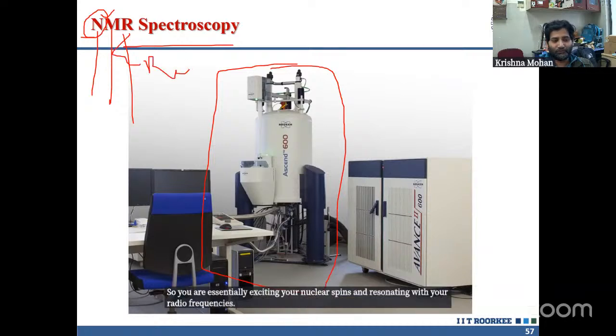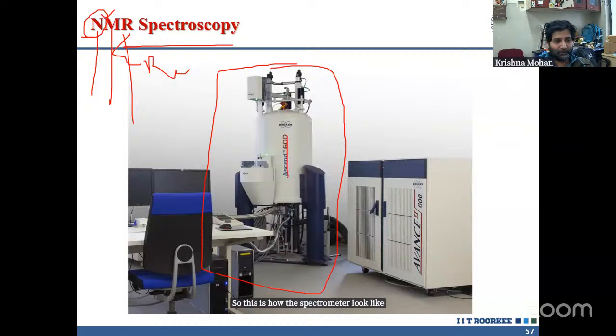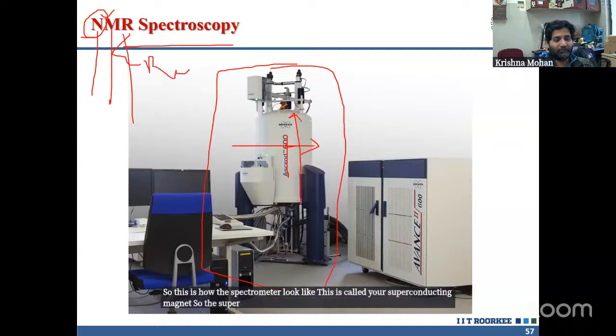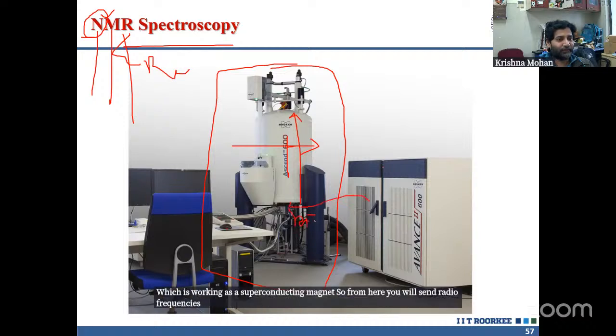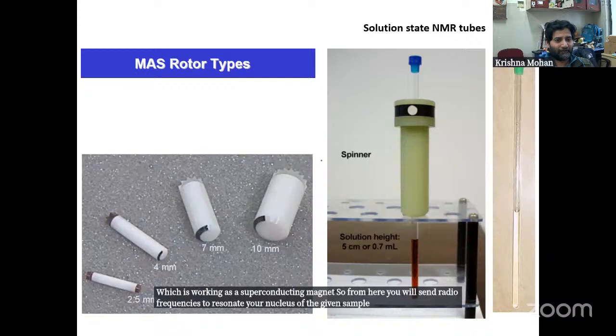This is how the spectrometer looks. This is called the superconducting magnet, which is made with cryogens. Inside you have helium, then outside you have liquid nitrogen. In that, you have a niobium alloy, where the resistance is 0, kept at 4 Kelvin, working as a superconducting magnet, right? From here, you send radio frequencies to resonate the nuclei of the given sample. You can have a sample in solid-state powder, or you can put your sample in liquid state. You can see both of them.